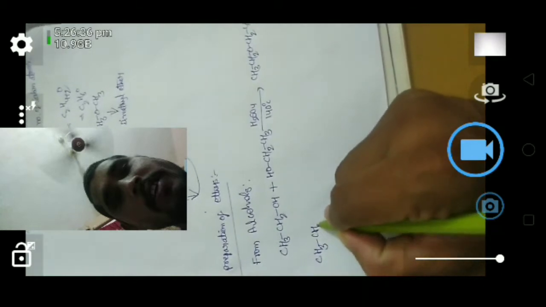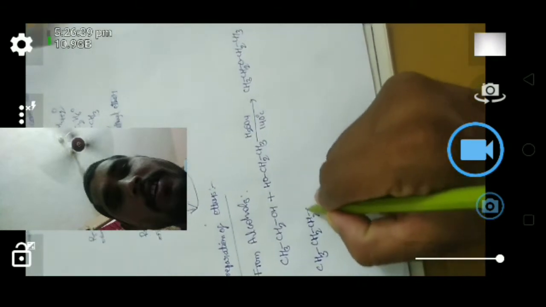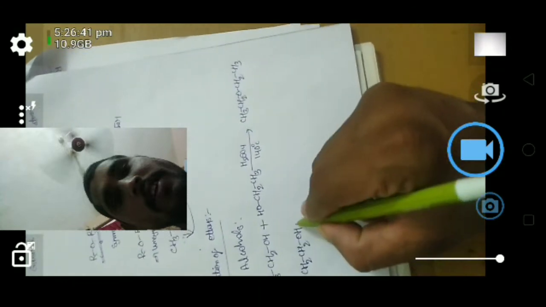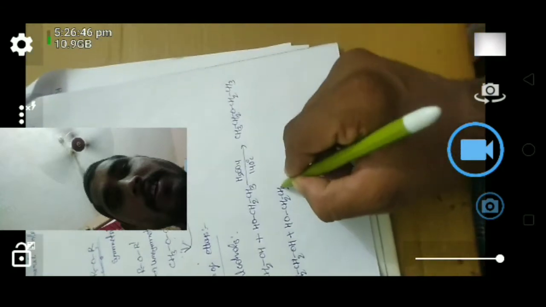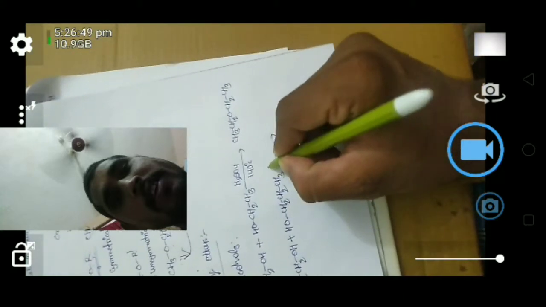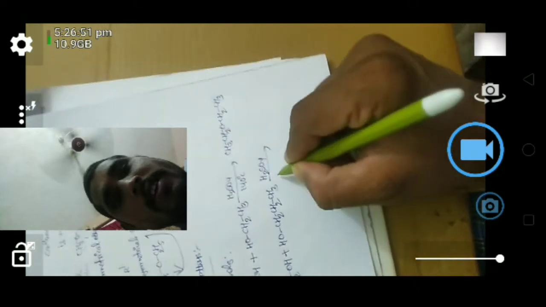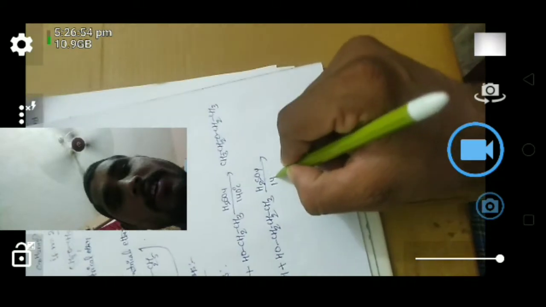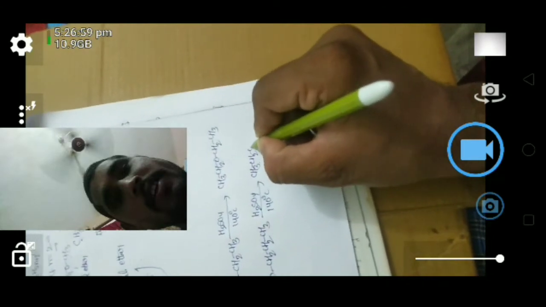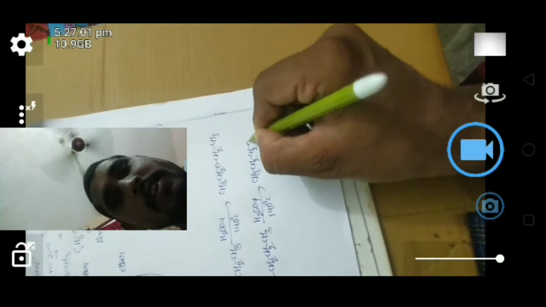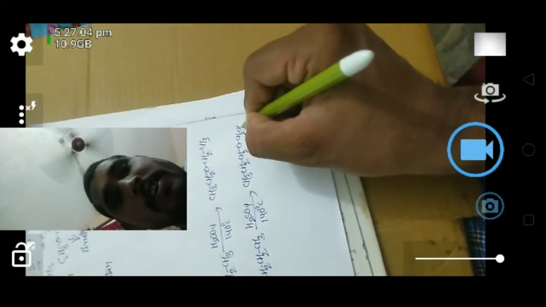CH3CH2CH2OH, propanol. When we react two molecules of propanol with sulfuric acid and heat, it gives dipropyl ether, CH3CH2CH2OCH2CH2CH3, dipropyl ether. These are the preparation of ether from alcohol.